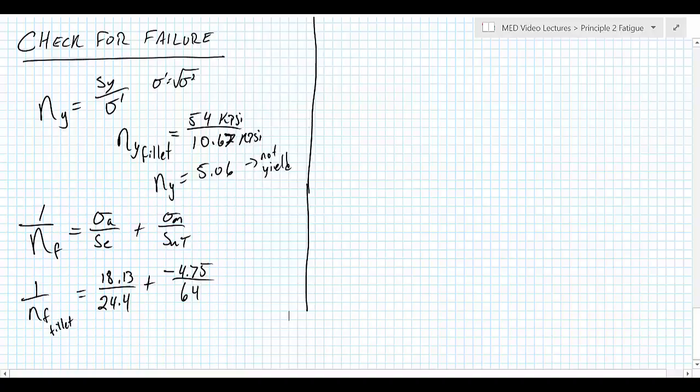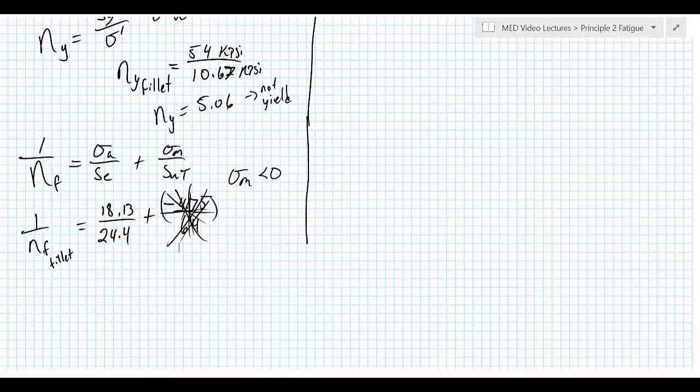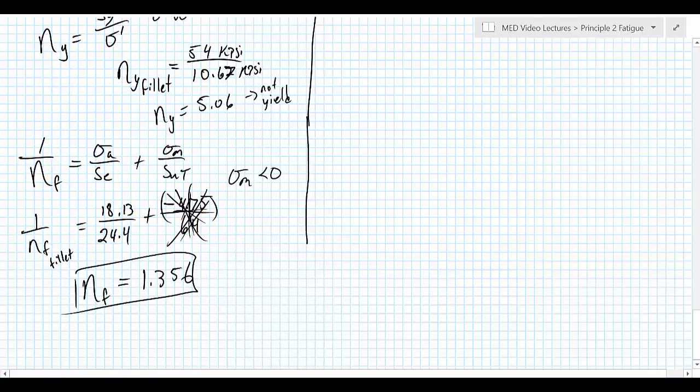Now notice that on average this part tends to be in compression. That is, the mean stress is negative, or less than 0. And if that's the case, then the way this is formulated would actually benefit us and say that we could get more cycles than we'd likely actually be able to get out of it. So anytime our mean stress is less than 0, we basically discount it from our Goodman equation, and we'll only be looking at the amplitude stress. Again, that's because compression tends to not allow cracks to grow. It tends to keep cracks together. So our fatigue factor of safety, just including the amplitude stress at the fillet, ends up being 1.356.